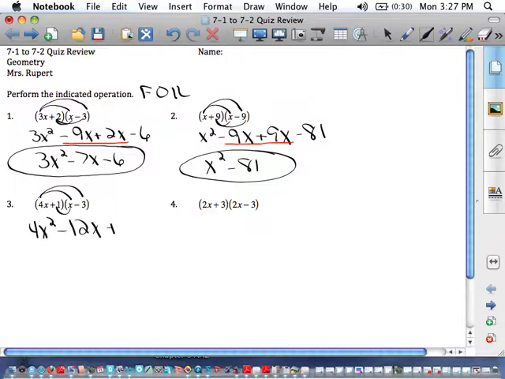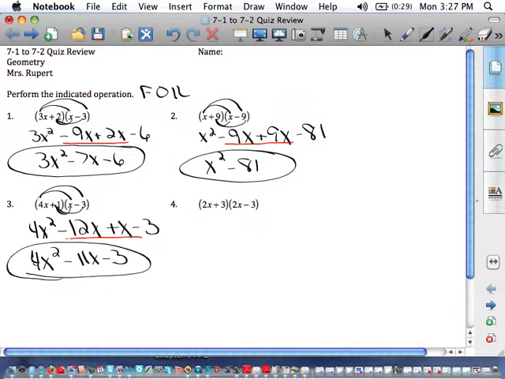1 times x gives me plus x. 1 times negative 3 gives me minus 3. Again, combine like terms in the center. You should have 4x squared minus 11x minus 3. That's your answer. Again, foiling the first two. First, 2x times 2x gives me 4x squared. 2x times negative 3 gives me minus 6x.